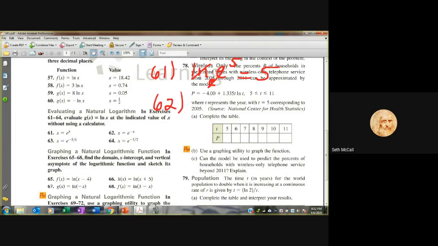62, very similar. We have natural log of e to the negative 4. Again, this is natural log, which means the base is e. You can see I wrote a little e down there. You don't actually do that, but I'm just showing you as a reference. So since it's log base e of e, we cancel all that out, and you're left with negative 4. All right, there you go.